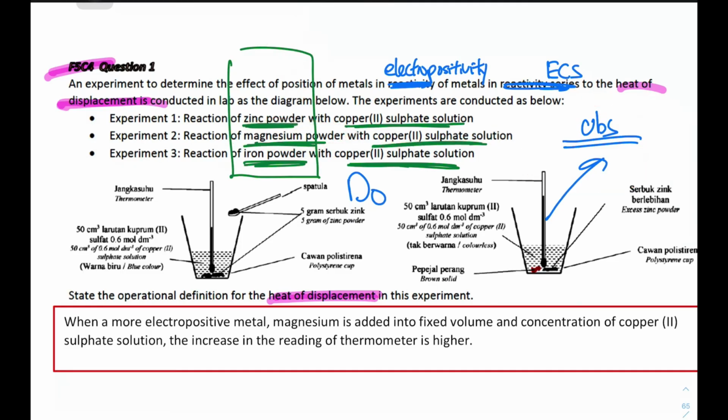So you see, this is my answer. When a more electropositive metal like magnesium is added into copper(II) sulfate solution, the increase in the reading of the thermometer is higher. Okay, so we make a comparison. For most operational definitions, you can make a comparison.